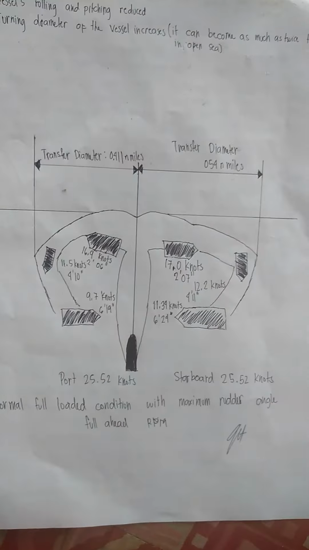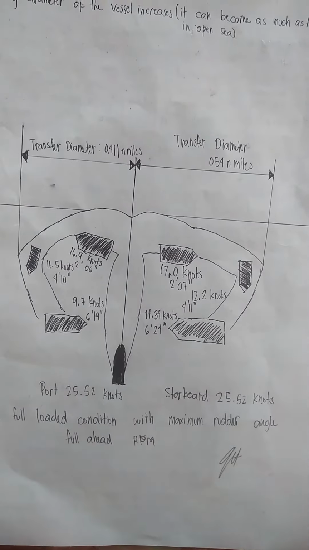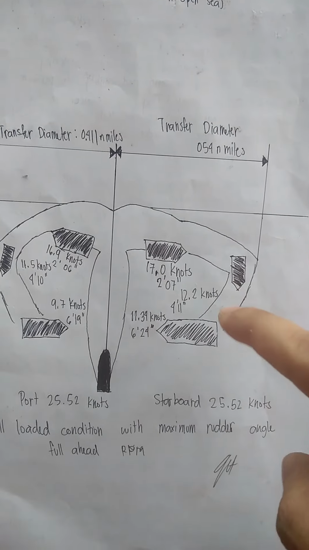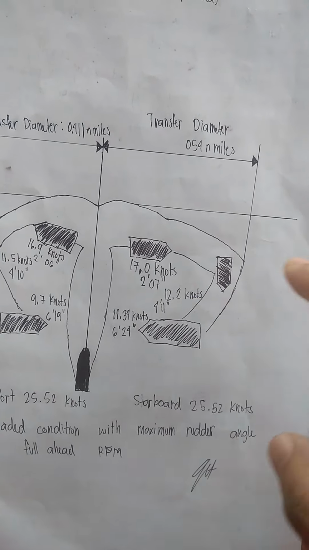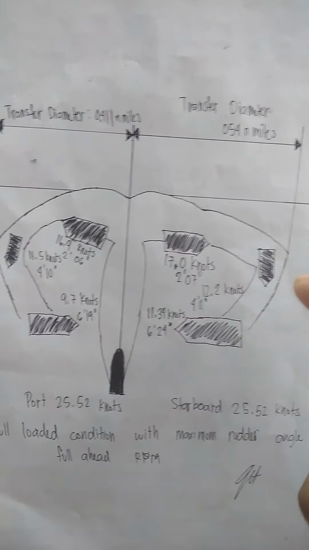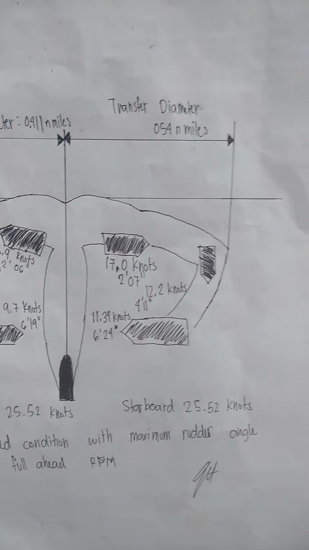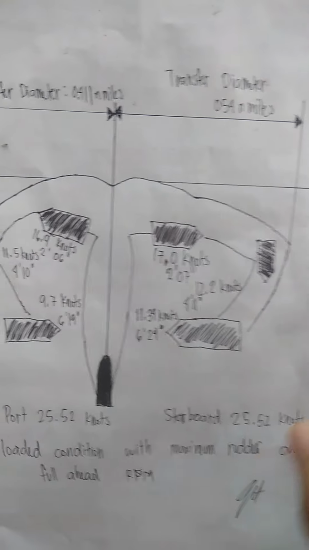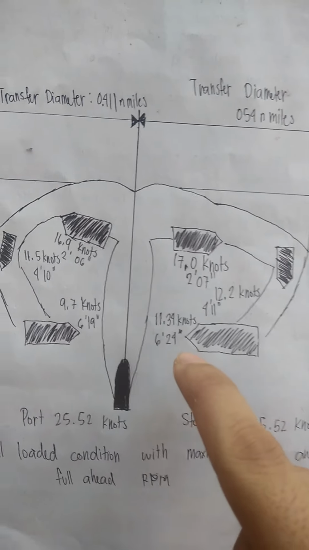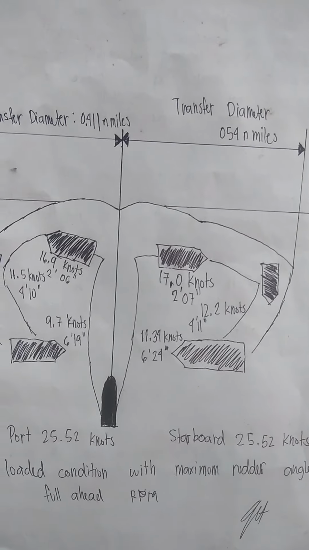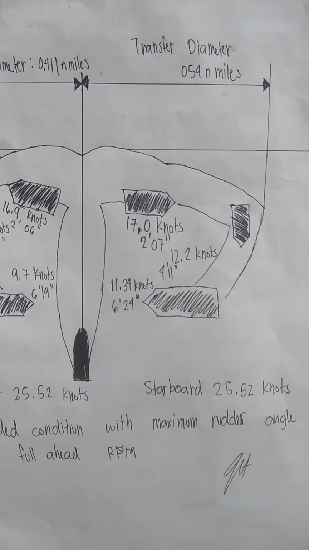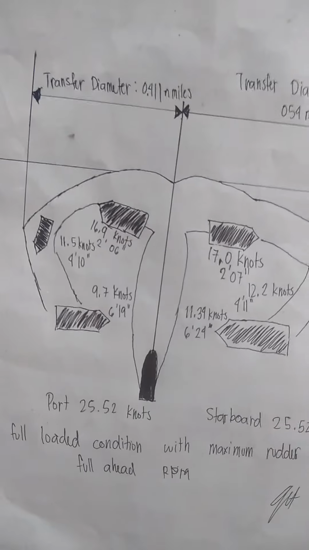So here is the actual turning of the ship, sir. Then as you can see, in the starboard side its speed is 17 knots at 07 degrees. Then when it reaches this side, it slows down to 12 knots at 11 degrees. Then as it turns, it slows further, 11.34 knots, until it reaches 6.24 degrees.